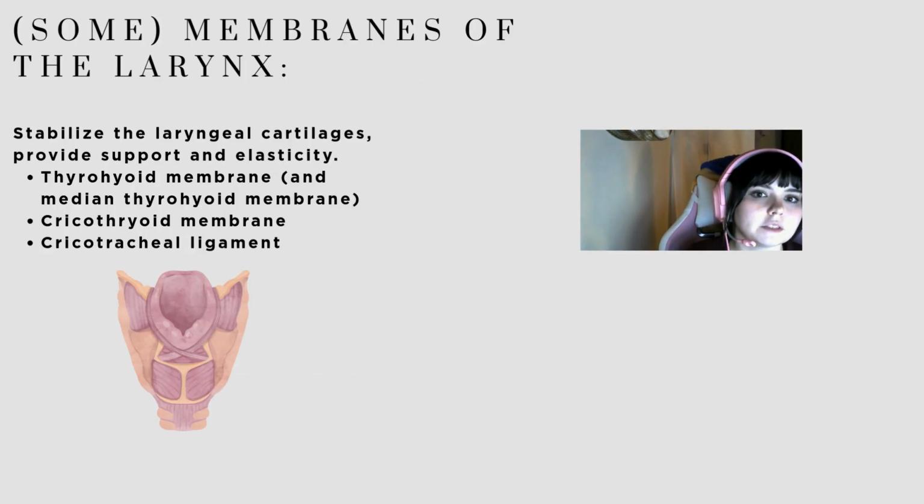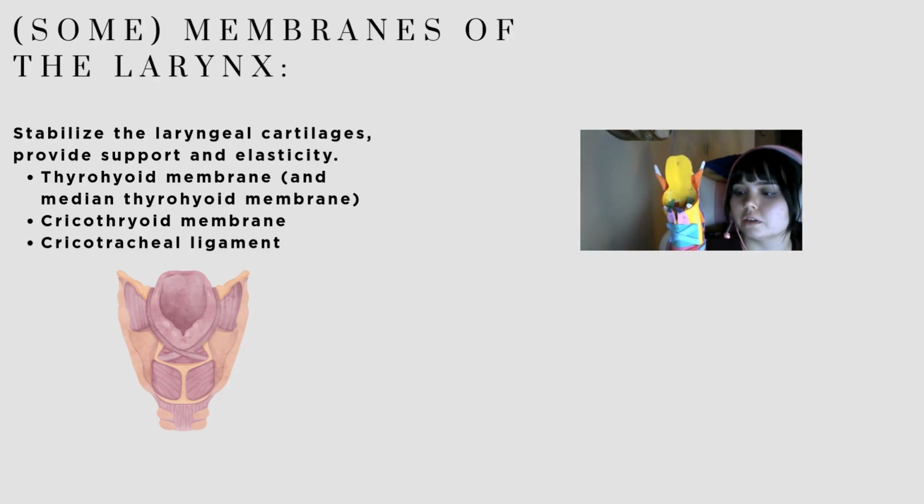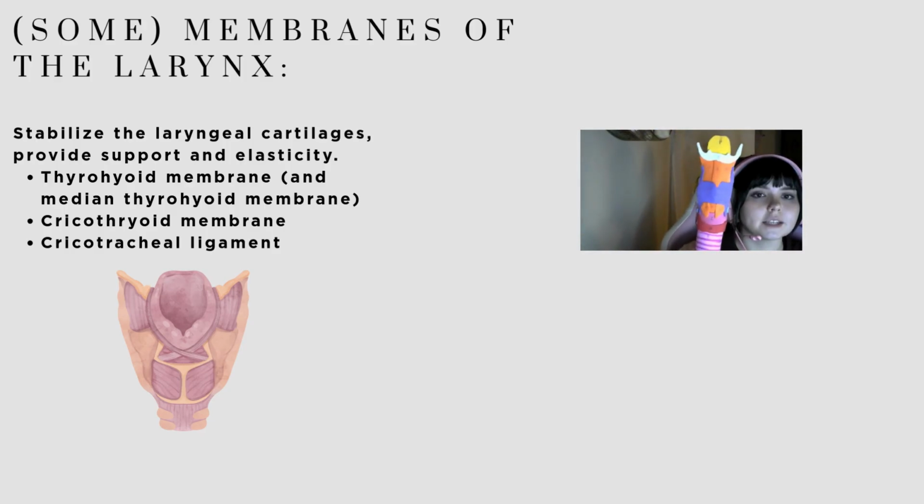Okay, so the membranes of the larynx, there is the thyrohyoid, which is number 9, and then the cricothyroid membrane, which is number 5, and then the cricotracheal ligament or membrane, which is this red piece right here. And all of these assist in stabilizing the laryngeal cartilages and providing support and elasticity for the larynx.